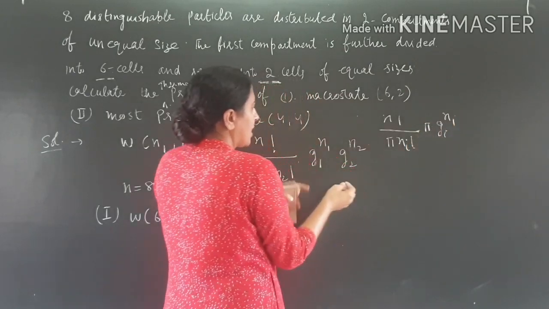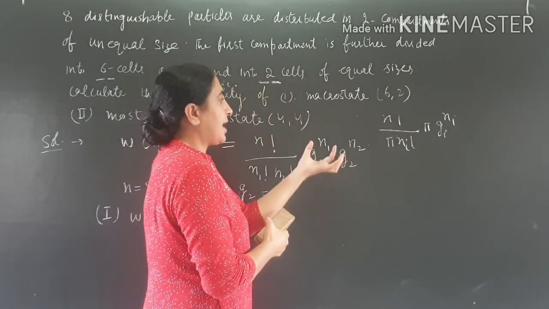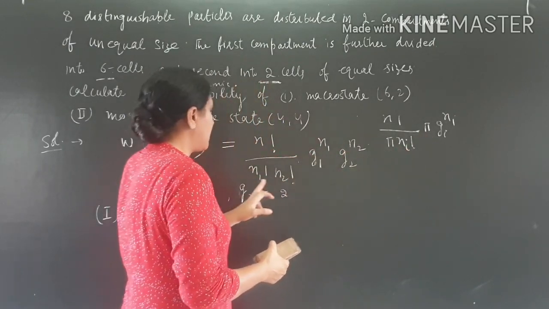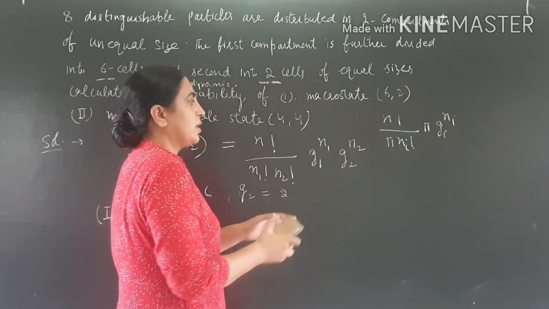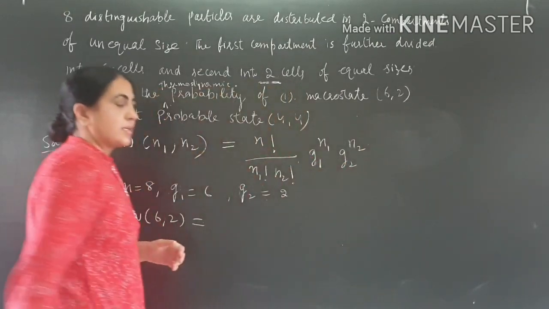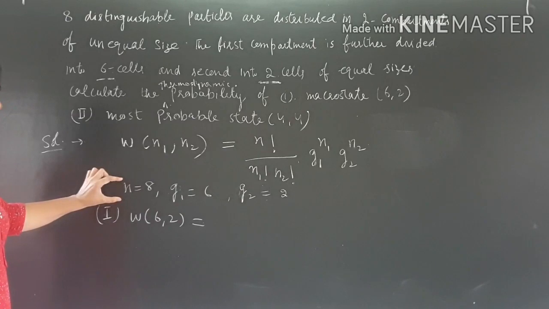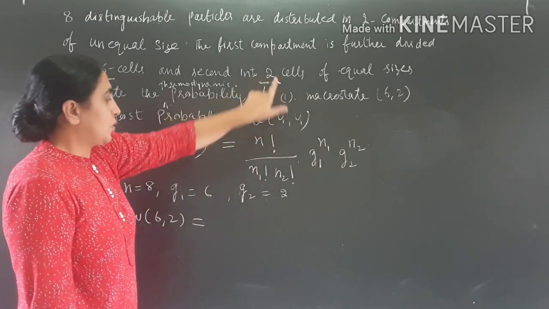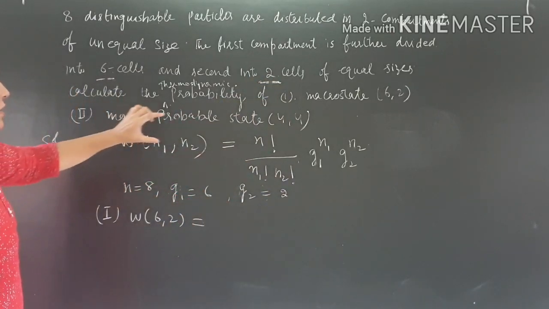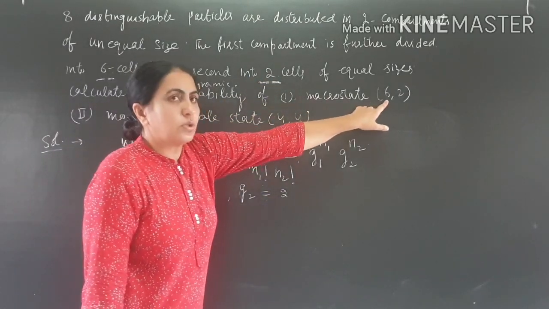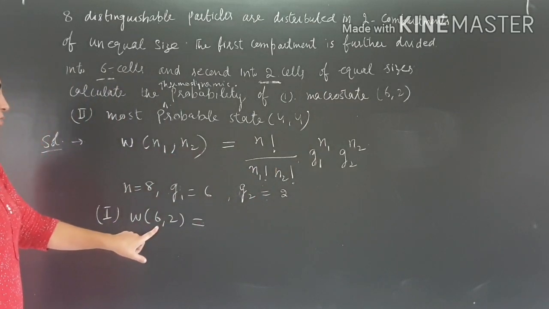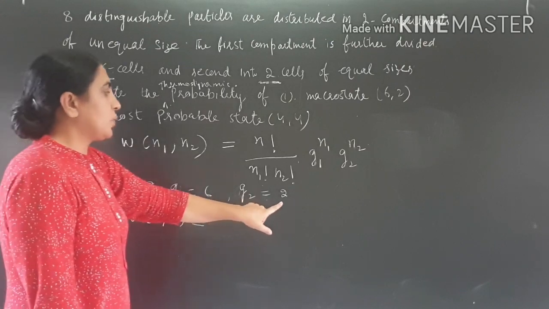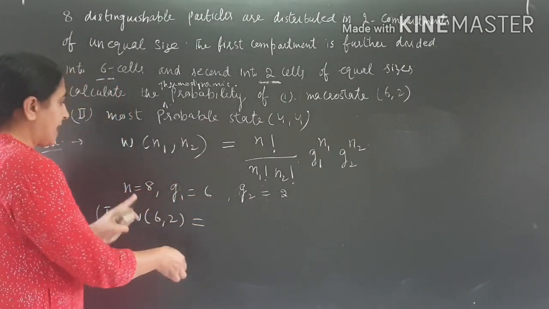So here we have only 2, so G1^N1 and G2^N2, because this is a product, and here are only 2 terms. Clear? Now what is N? N is 8. G1 is 6 and G2 is 2 here, and we have to find out the probability for 6-2, thermodynamic probability W(6,2). 6-2 means N1 is 6 and N2 is 2, G1 is 6 and G2 is 2. And what is N? N is 8.